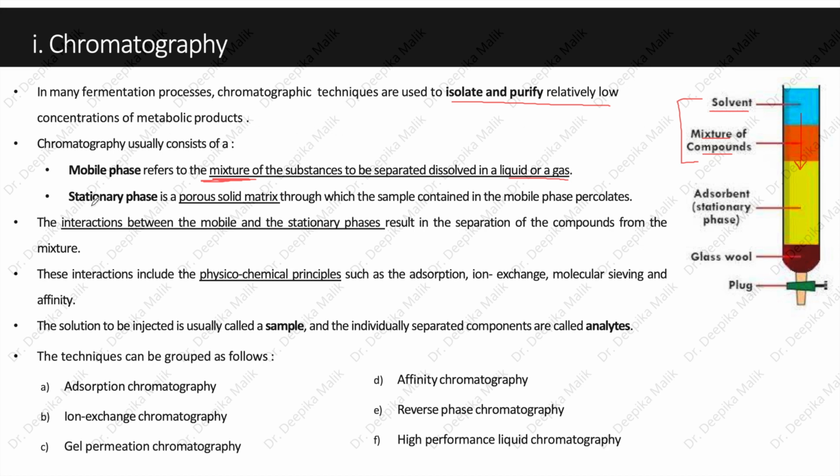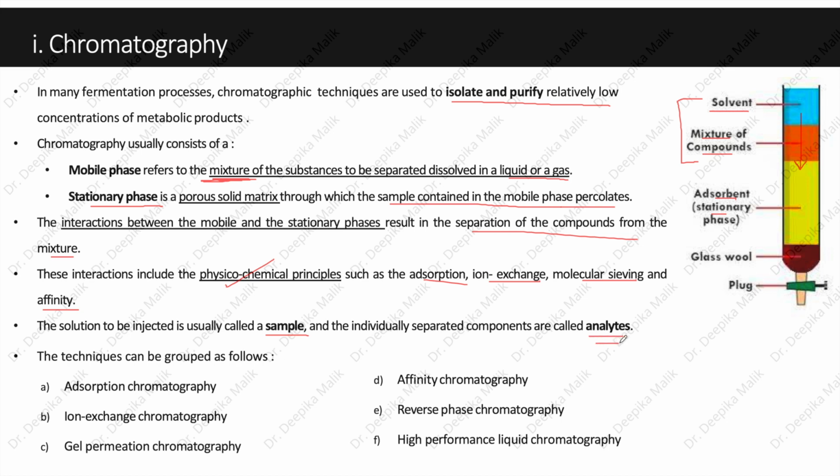Now, the stationary phase is a porous solid matrix through which the sample contained in the mobile phase percolates. As you can see in the diagram, the yellow part. The interactions between the mobile and the stationary phases result in the separation of compounds from the mixture. These interactions include physicochemical principles such as adsorption, ion exchange, molecular sieving, and affinity. The solution to be injected is usually called a sample, and the individually separated components are called the analytes.